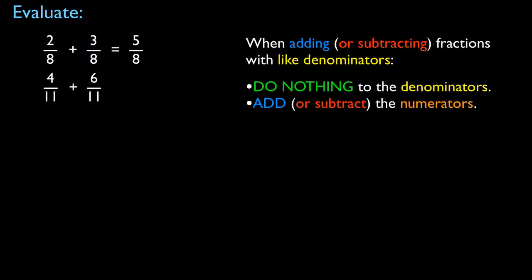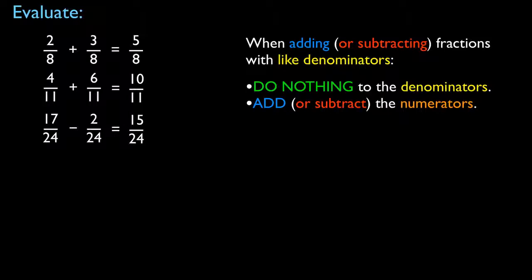So looking at 4 over 11 plus 6 over 11. The denominators match, so we leave them alone. We're getting something over 11. Adding the 4 plus the 6, we get 10. Our final answer is 10 over 11, or 10/11. Let's try another. 17/24, subtract 2/24. We leave the denominator as it is, doing nothing to it. We just subtract the two numerators. 17 subtract 2 is 15.